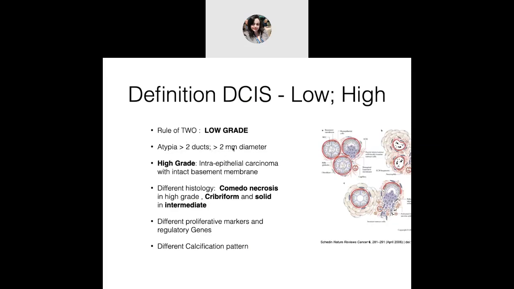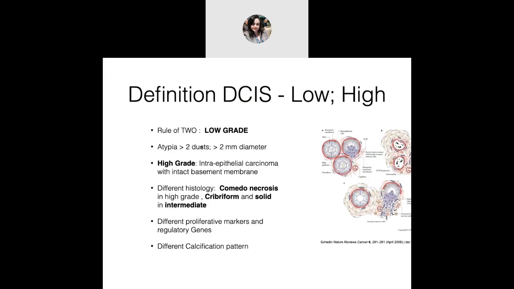Less than 2 mm, ADH. More than 2 mm, DCIS. So the rule of 2 is more than 2 ducts involved or 2 millimeters involved. And hyperplasia means more than 2 layers of cells. Okay. So there are 2 main broad categories, low grade and high grade.